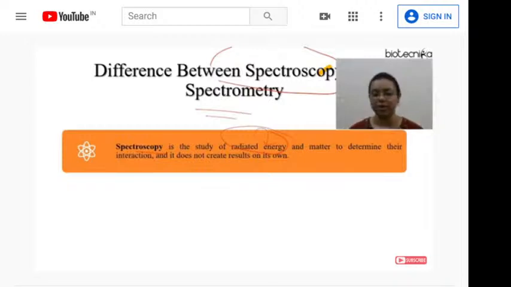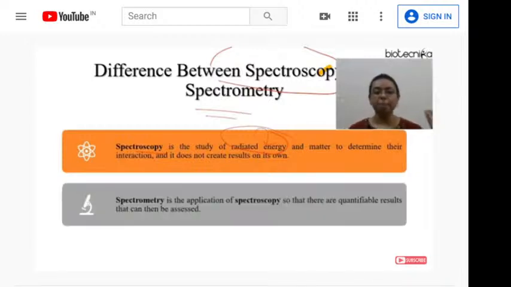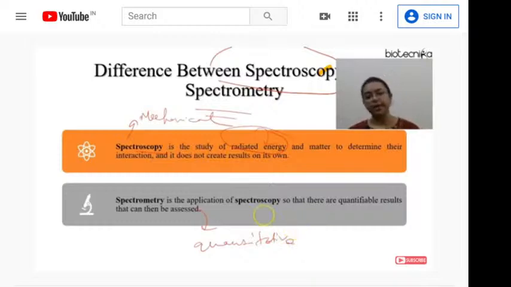Much simpler version. But when we say mass spectrometry, it's the application of spectroscopy so that there are quantifiable results that can be assessed. That means one is a mechanical one, isn't it? And another one, when we say spectrometry, it is much more quantitative. So when we are about to implement this technique in any field of life sciences, when we are collaborating our research work with this particular technique, it would be spectrometry, isn't it?